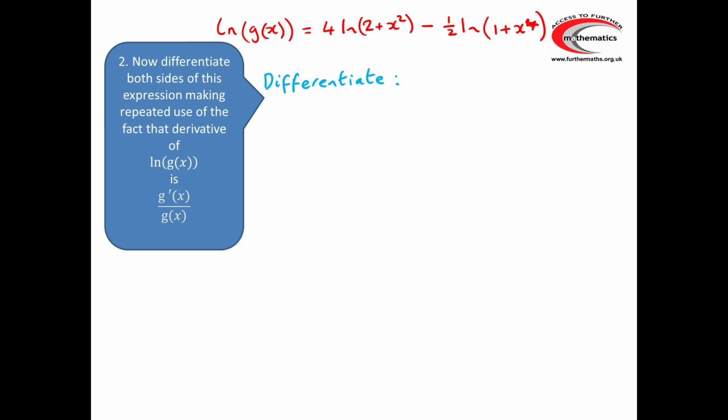We can now differentiate both sides. And in order to differentiate both sides, we're just going to make lots and lots of use of the standard result, which said that if we've got the logarithm of a function, then the derivative of that is the derivative of the function divided by the function itself. So the logarithm of g of x, if we differentiate that, we just get g dash x over g of x.